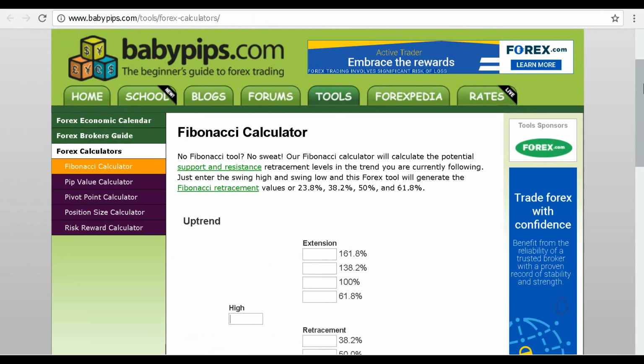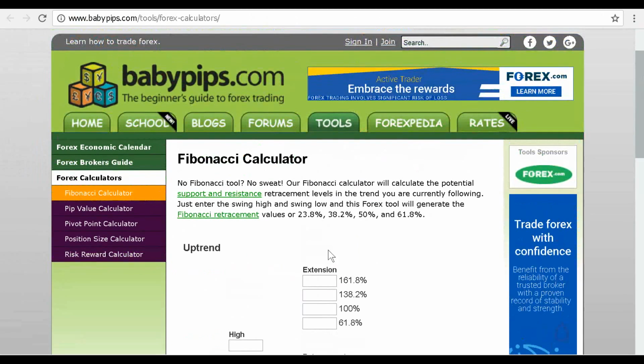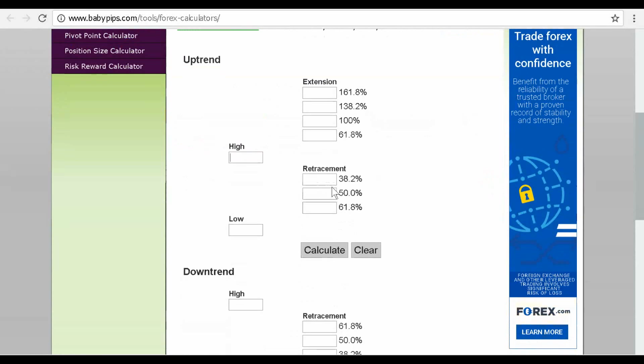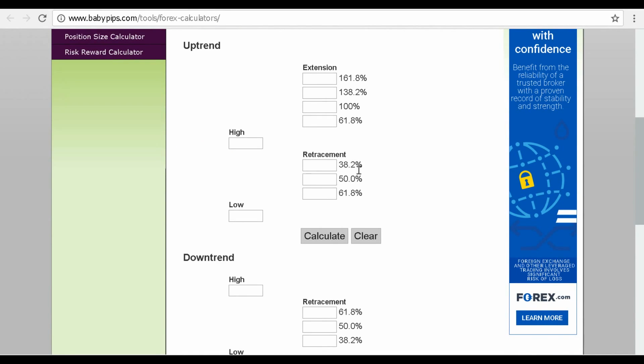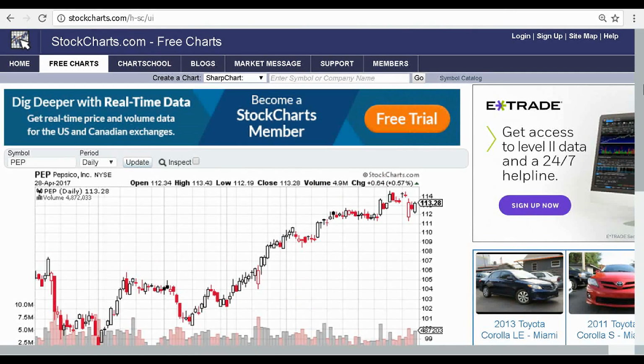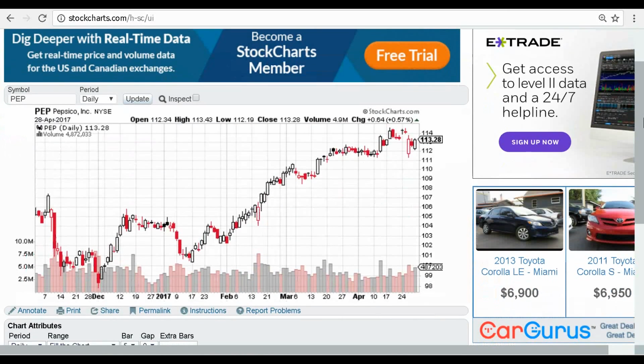All right, babypips.com. It's for Forex trading, but I've noticed that it's really just calculating numbers for me. It doesn't matter whether you use this for Forex or stocks or commodities, whatever. The numbers come out the same, since it's just multiplication, basically. All right, so we're going to use another free tool here. This is from stockcharts.com. And I'm going to use their basic charts.